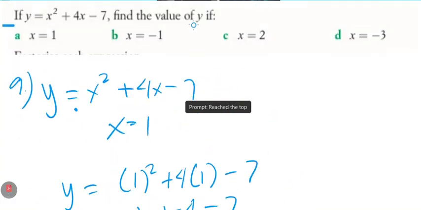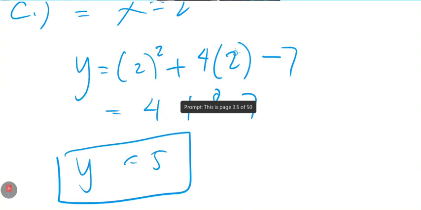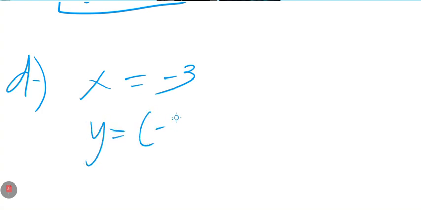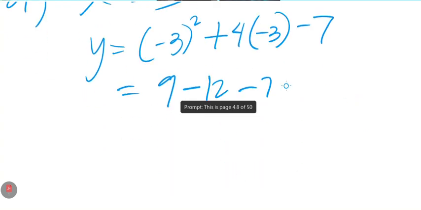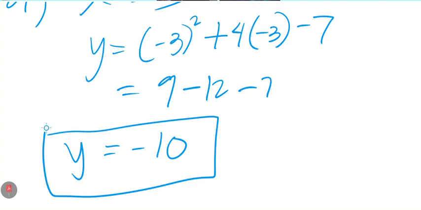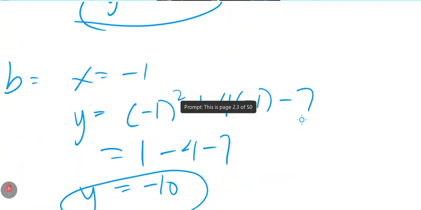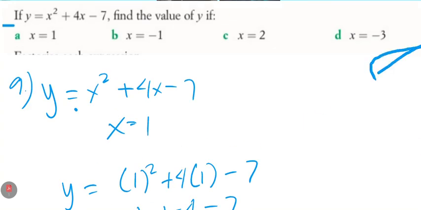Now, moving on to the next one, d, we have x equals negative 3. So y equals negative 3 squared plus 4 times negative 3, then minus 7. That's going to be 9 minus 12 minus 7, and the answer for that one would be negative 10. So y equals negative 10. That is how we were able to answer the following numbers by substituting the values. Okay, so that would be for this.